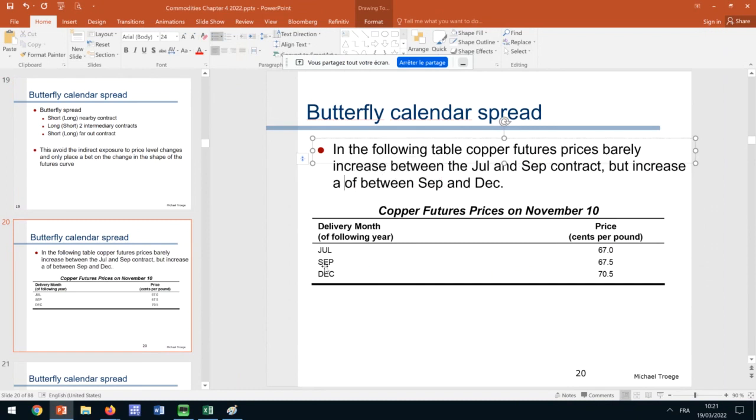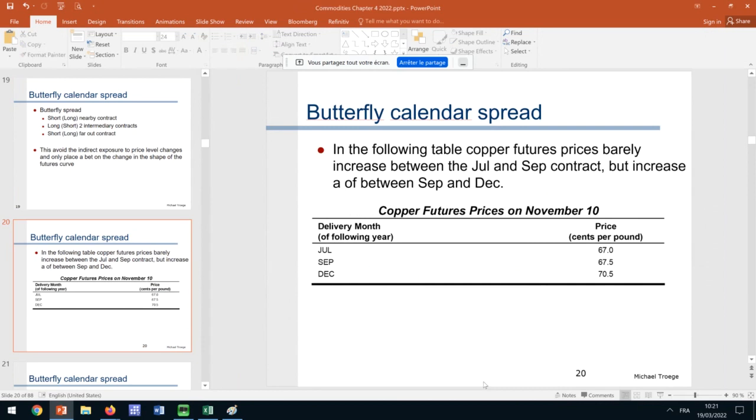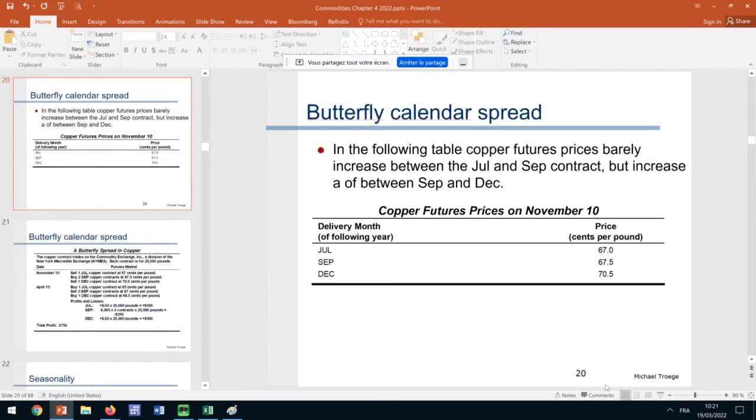We can see the July, September, and December. These are the three contracts. You can see the July and September contracts are always the same price, and then suddenly the December contract is much higher. That is strange, and that seems like a situation that should not last. So we would place a bet on the fact that this kink here is going to go away. Now how do we do this? Again, we have to implement a butterfly spread. We would think that these ones should decline compared to this one.